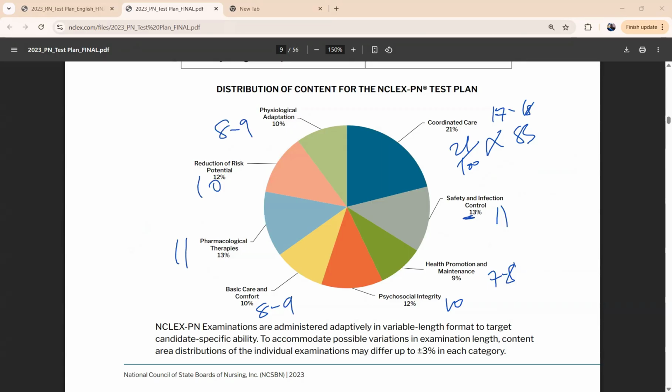That is going to come out from each of those areas, right? So that will make up what? 85 questions, right? But guess what? This is the reason why NCLEX doesn't have a score or grading.